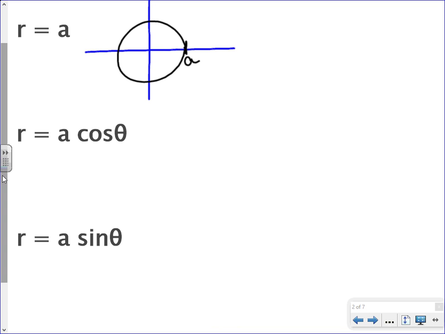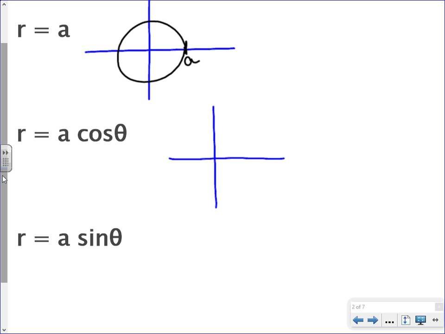Now, in your discovery activity, you talked about these 2 circles: r equals A cosine theta, and r equals A sine theta. So we talked about on slide 1 that cosine means horizontal symmetry. So where does this circle go in relation to the pole if we have positive A cosine theta? Which direction? Is it going to go to the right? To the left? Up? Or down? It's going to be to the right.